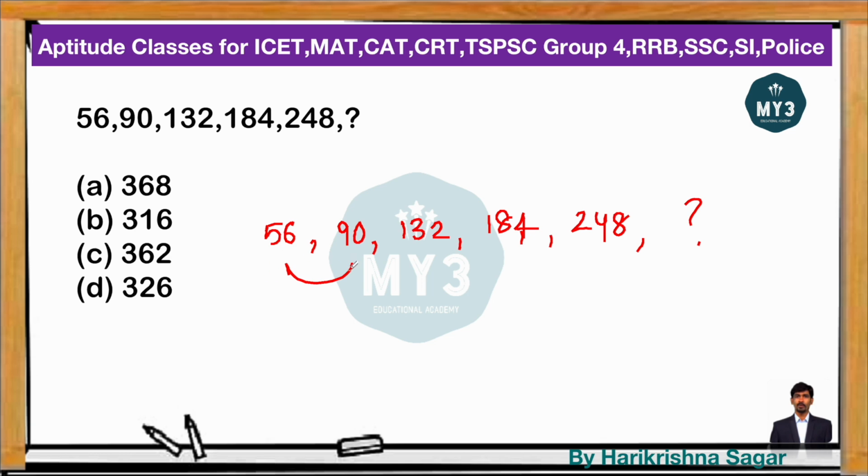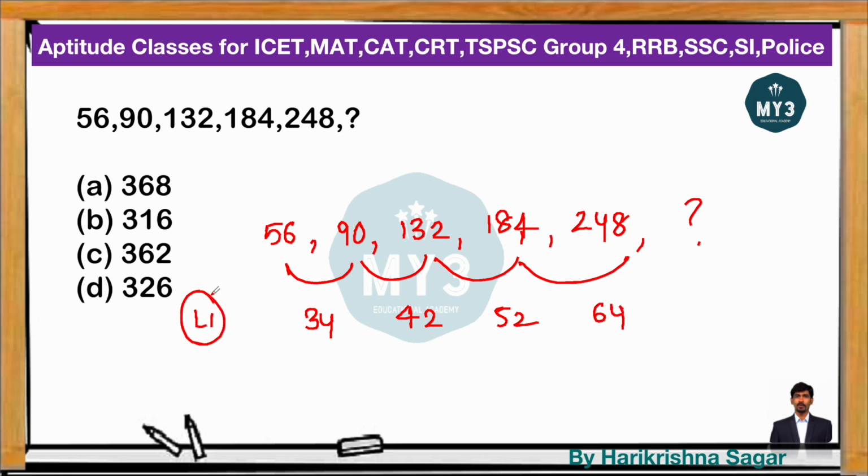From 56 to 90, we are able to see a difference of 34. Then 90 to 132, there is a difference of 42. And 132 to 184, 184 minus 132 gives a result of 52. Then 184 to 248, 248 minus 184 gives a result of 64. These are the differences. But in level 1, I am not able to understand any particular pattern. That is the reason I am going with level 2 of difference. Like this, so many differences you can plan. Mostly you will get the answer by taking level 1 or level 2 or level 3.